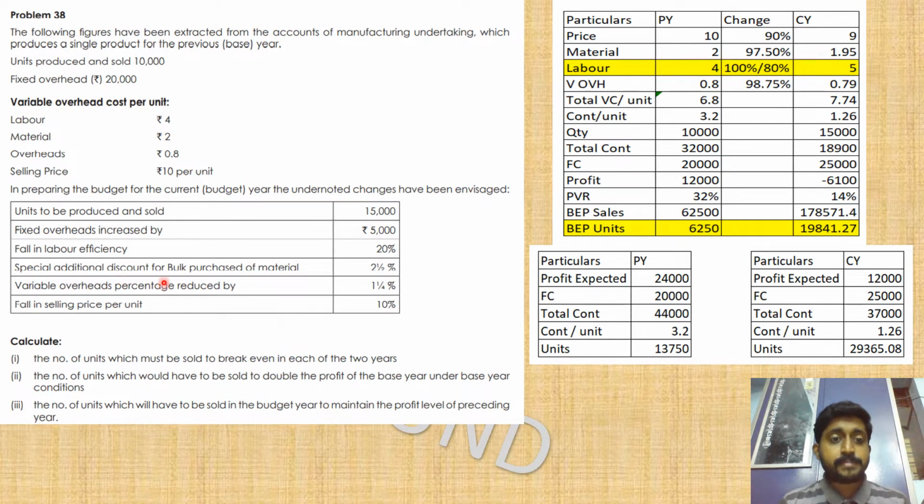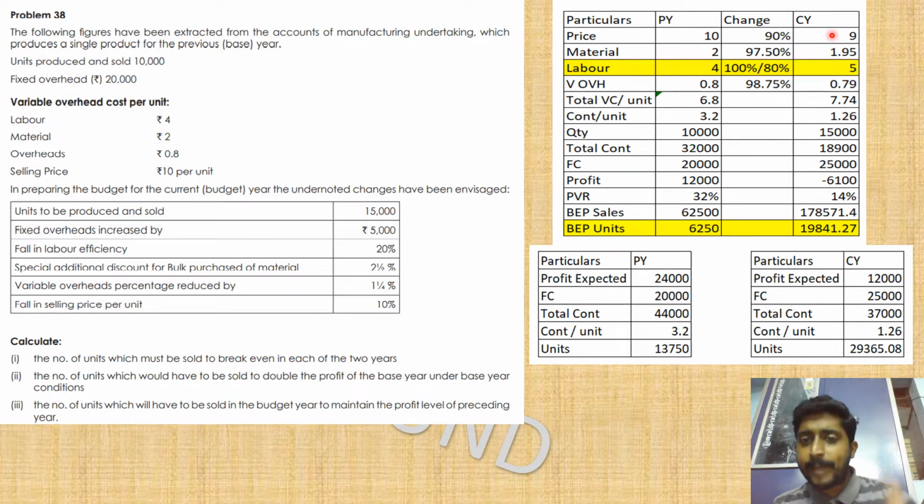Okay, so next is special discount for the bulk purchase. So you have got a 2.5% discount. 100 minus 2.5 is 97.5%, so material cost has gone down. Next, variable overheads also have a reduction of 1.25%. So 100 minus 1.25 is 98.75%, so the variable overheads have also gone down. Last data is that selling price is reduced by 10%. So the current selling price is 10 into 90%, 9 rupees.